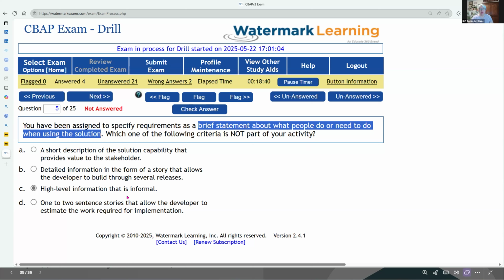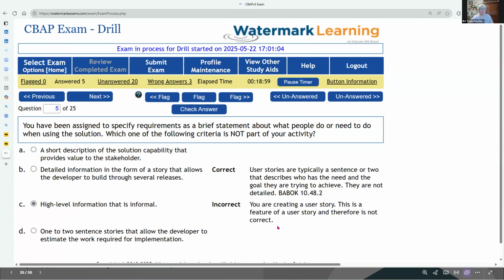Do we feel like C is the right answer? I have no idea what it means. I see informal and formal here as maybe an officially approved and not approved requirement. No, I don't think so. Oh, it's detailed. It is the one that I said. Yeah, you're right.